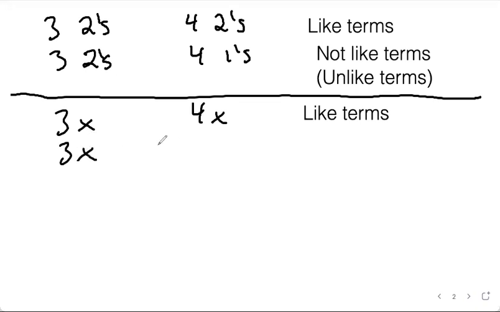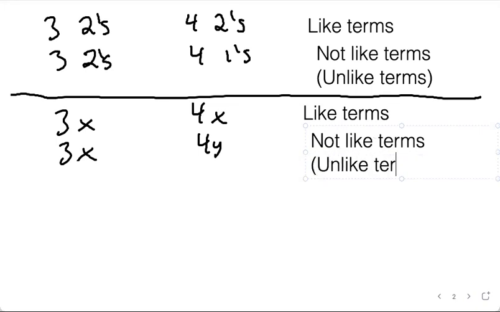But let's say we have 3 x's and 4 y's. Well, then these would not be like terms. Or we could say they are unlike terms. Why are they unlike terms? Well, because one is telling us how many x's we have, the other is telling us how many y's we have. They're unlike each other in that way. So we call them unlike terms. I think you're starting to get the hang of this. Let's look at one more example that has more letters involved.